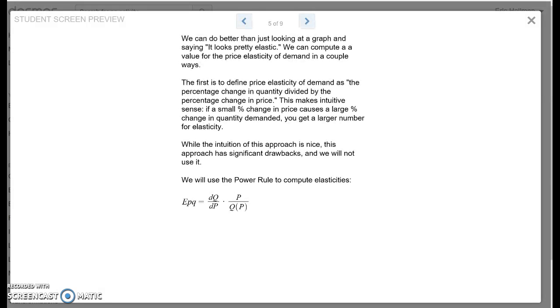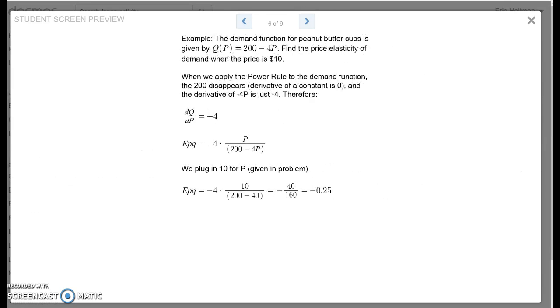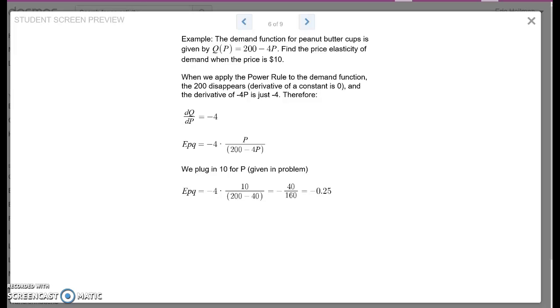So let's actually look at an example. Okay, so here we are given a demand function Q equals 200 minus 4p, and we want to find the price elasticity of demand when the price is $10. So this is going to be important. You can only calculate elasticity at a specific price point.